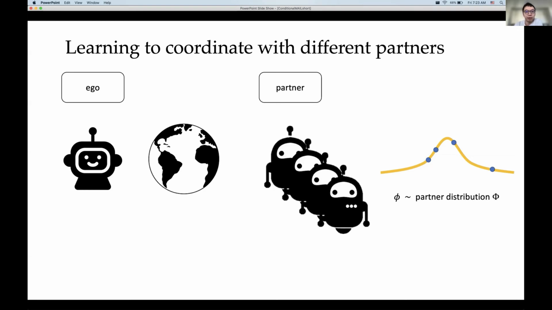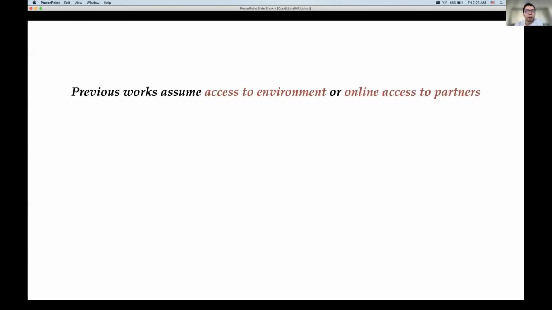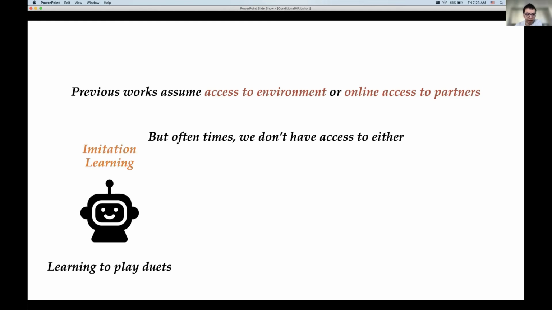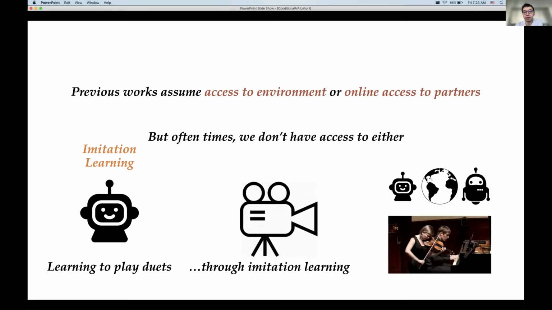There has been prior work that focuses on this setting, but usually they assume access to the environment, or that you can query the different partners, but that might be difficult. For example, how can we have different pianists in our living room that we can just train against in an RL setting? So instead, in this work, we look at the imitation learning setting, where we have to learn to coordinate, but we can only watch videos of experts doing so.